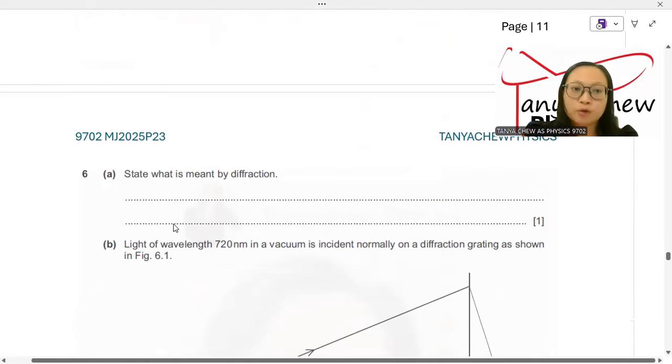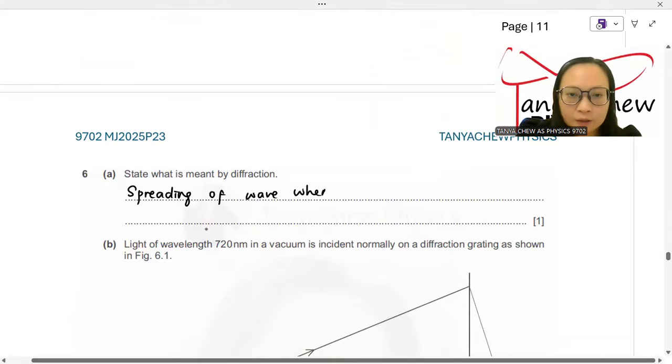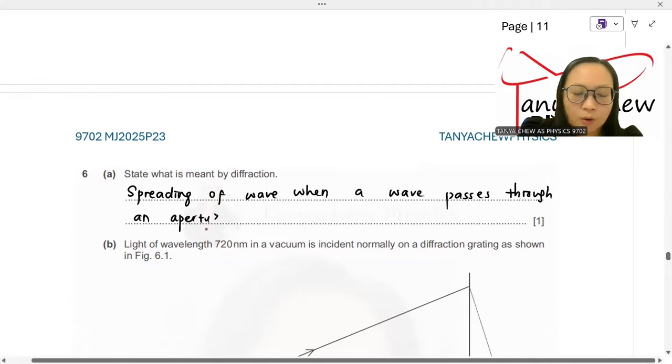The next one, question number 6, what is meant by diffraction? Diffraction means spreading. You have to include this word because this is the key word. Spreading of a wave when a wave passes through an aperture or a barrier or a gap.